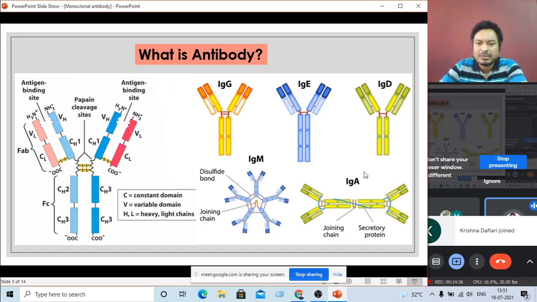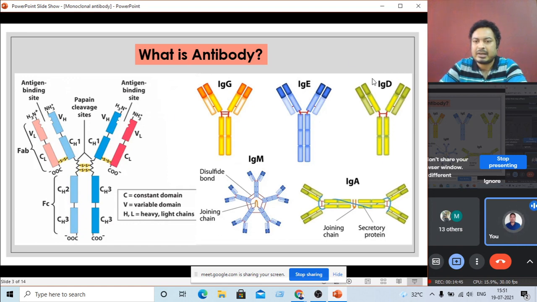Among these 5 classes, these 3 classes are exactly similar. You can see IgG, IgE, and IgD. They have exactly the same structure. All have the Y-shaped structure, and they have 2 antigen binding regions, one on each side. IgG, IgE, and IgD all have the same structure. But IgM and IgA look somewhat different.